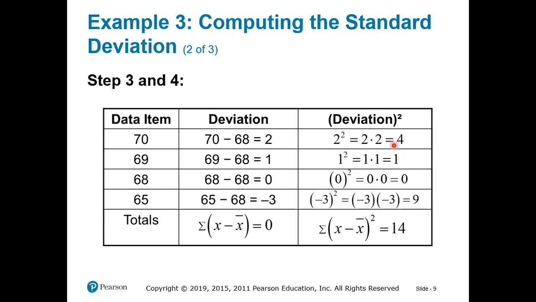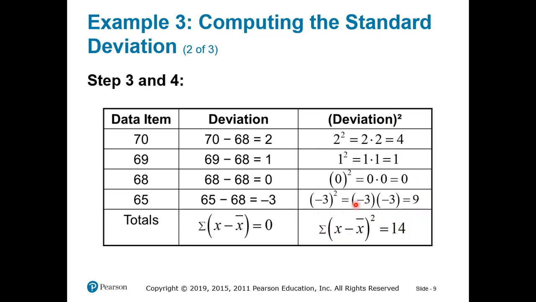So 2 squared gives us 4, 1 squared gives us 1, 0 squared gives us 0, and negative 3 squared gives us positive 9. Notice that you always get positive numbers. And so now all we have to do is add these up, and you get 14.